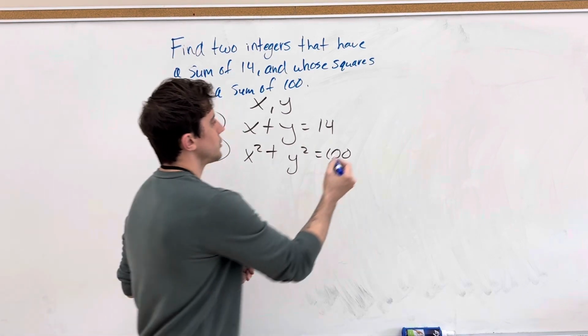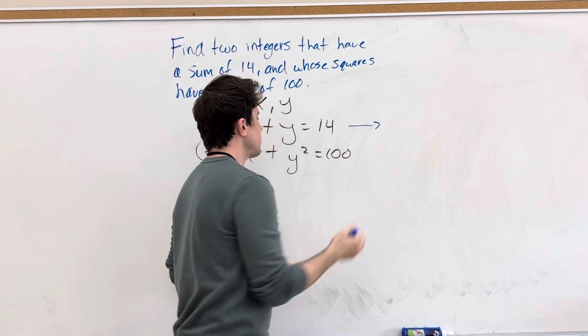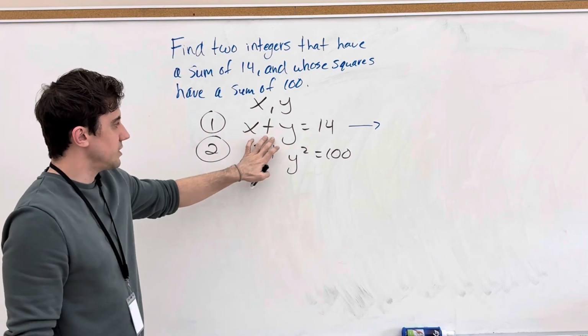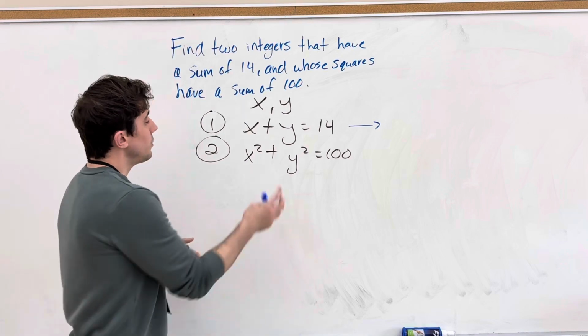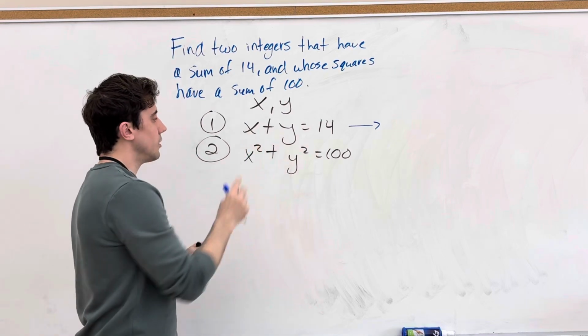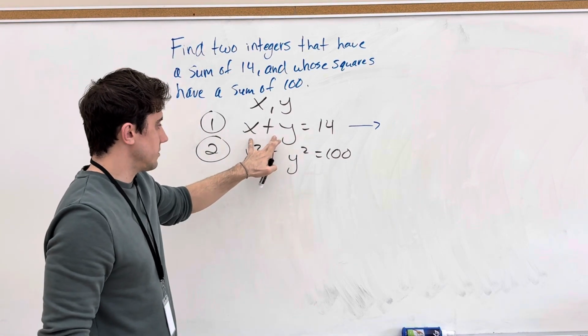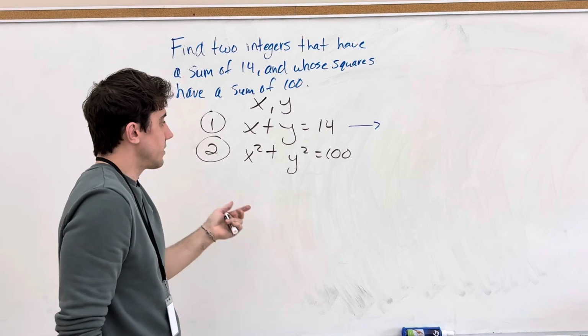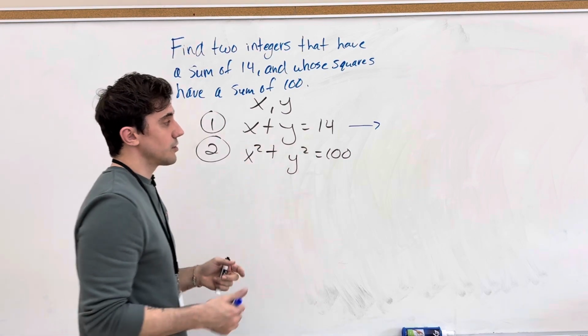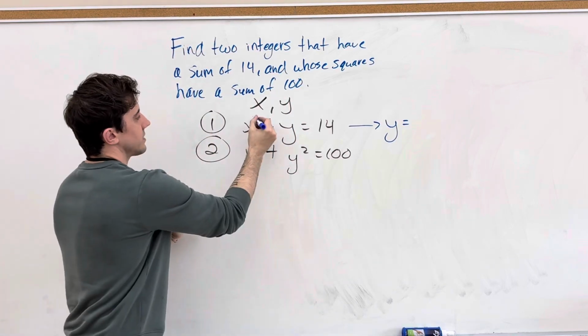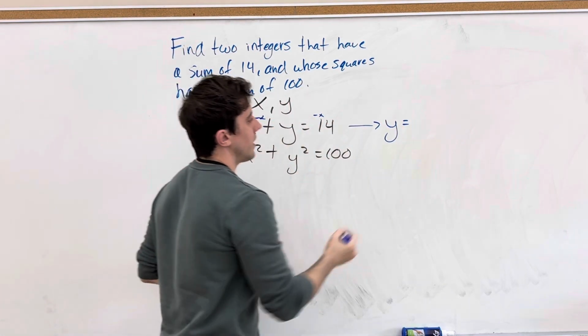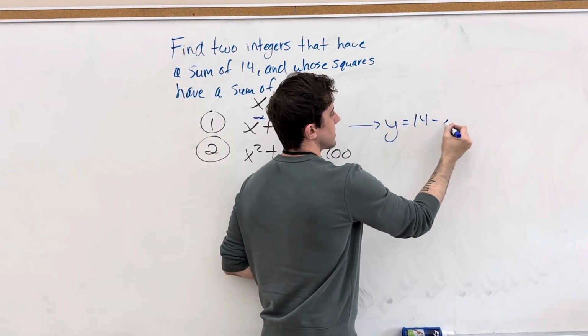So for substitution, we like to isolate one of our variables. Clearly, the first equation is well suited for that. So I'm going to get the y all by itself. We can isolate the x or the y. There's really no reason to go with one or the other. It's arbitrary in some sense, but I'm going to go with the y. And to get the y by itself, we would subtract x on both sides. And so we have y is 14 minus x.